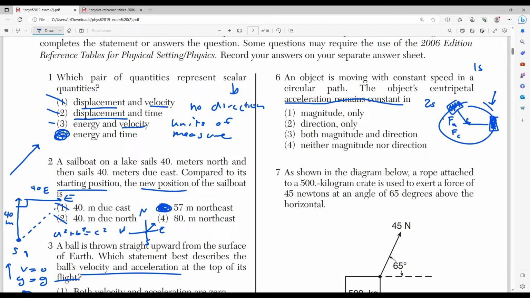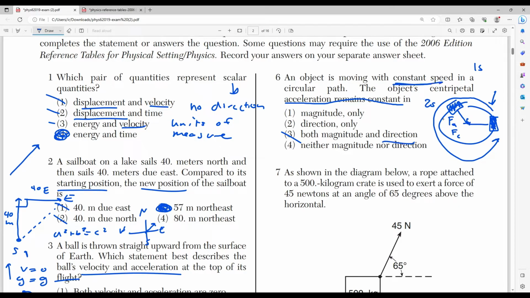If this is going continuously in a circle, the direction of the acceleration, the centripetal acceleration, is always going to change depending on its position. So obviously, it can't be 3, because the direction is going to be changing.